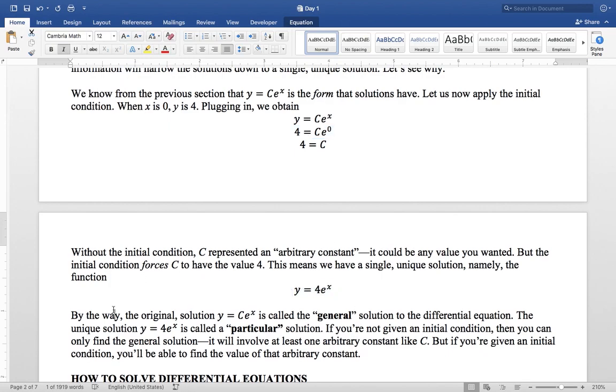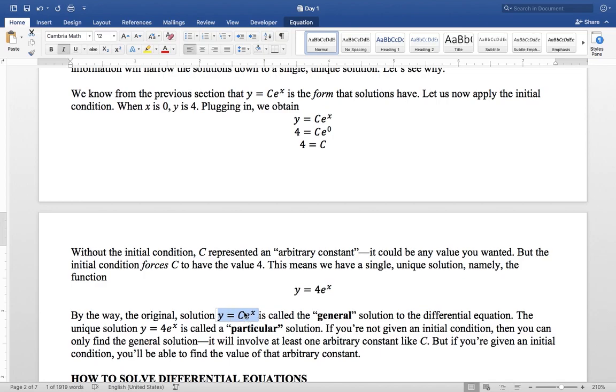Okay, now some terminology. The original solution, y equals c e to the x, is called the general solution to the differential equation, all right? This formula here really represents, as we saw, an infinite number of different solutions, all of which have this same form, right?